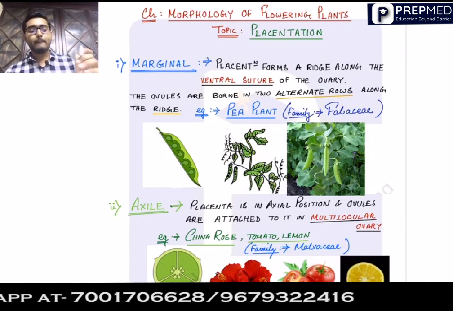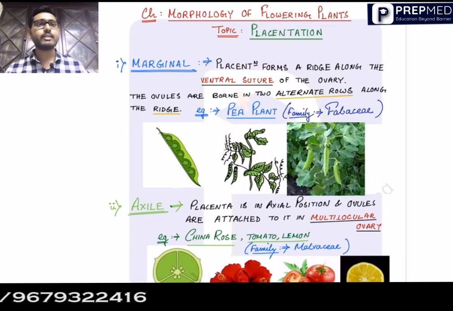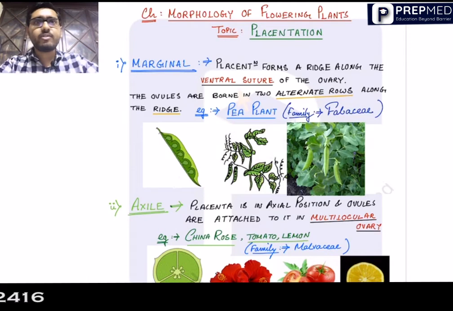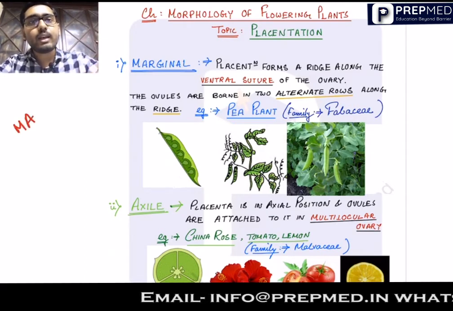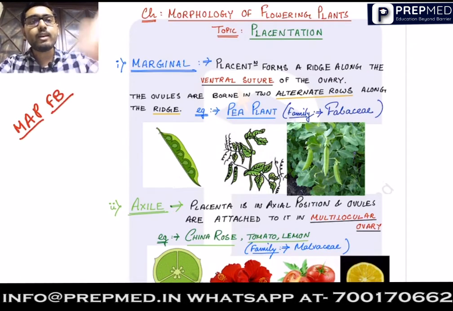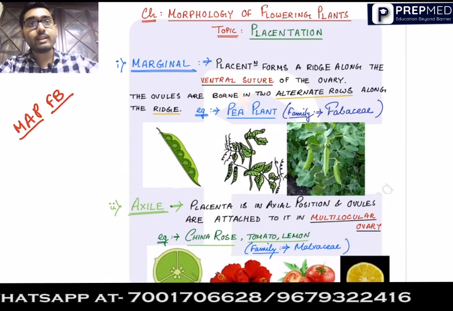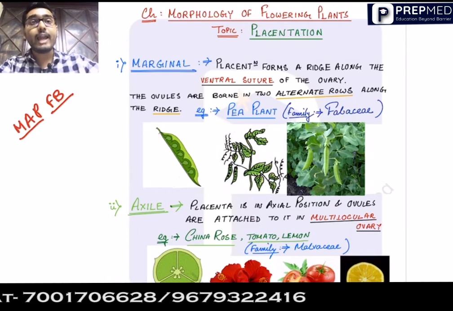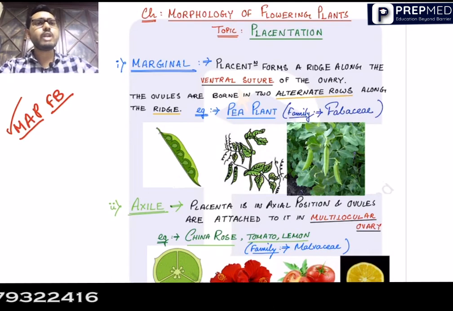So what are the different types of placentations? They are marginal, axial, parietal, free central, basal. There are a lot of names, isn't it? Five in total. How to remember? Number one mnemonic that I'm going to say today is MAP FB. We all have used Facebook, isn't it? So M is for marginal, A is for axial, P is for parietal, F is for free central, and B is basal. So MAP FB.